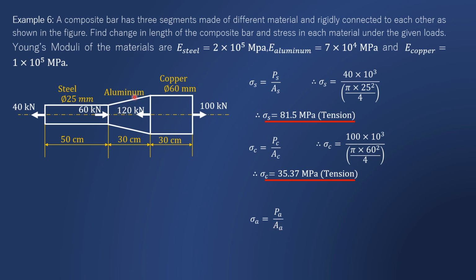So the minimum cross-sectional area of aluminium is here. And how much is it? Diameter 25. So use diameter 25 to find area and write the answer. So this is the stress in aluminium and it is 40.75 megapascal compression. Aluminium is in compression, so don't forget to write the nature also. Be careful about that. Develop the habit of writing or mentioning the nature of stress.